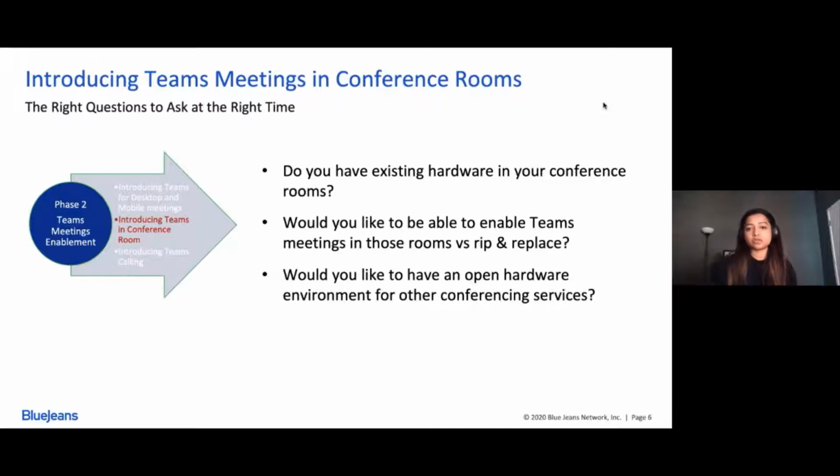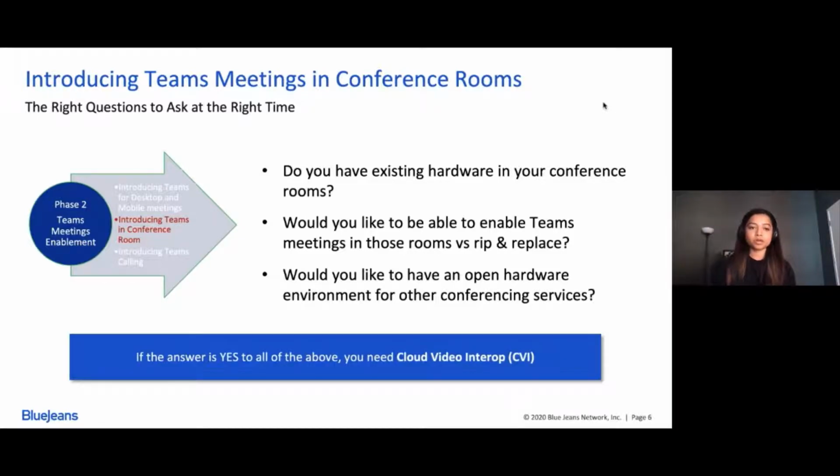Now, the next question is, would you like to be able to enable Teams meetings in those rooms versus ripping and replacing it with new, which includes a different budget scenario? It might require much larger planning in order to do that. How can you do it quickly and efficiently is what we are asking at this stage. And also, would you like to have an open hardware environment in case you want to include other conferencing services as well? So if your answer is yes to all or most of the above, what you can consider is a cloud video interop solution.